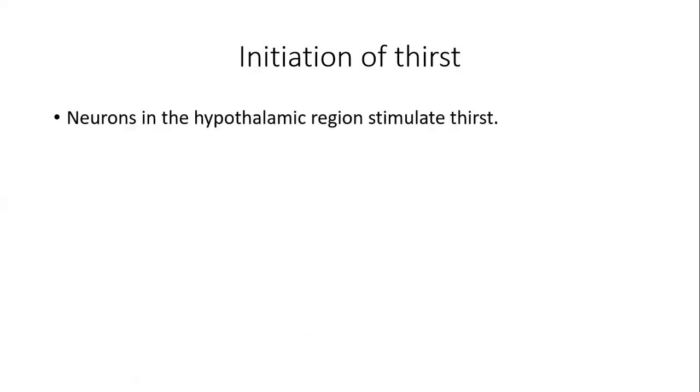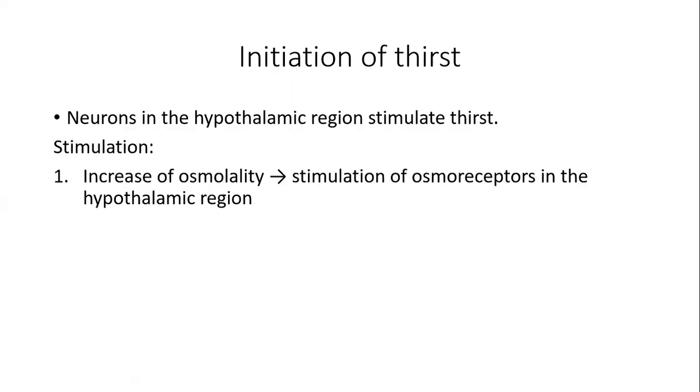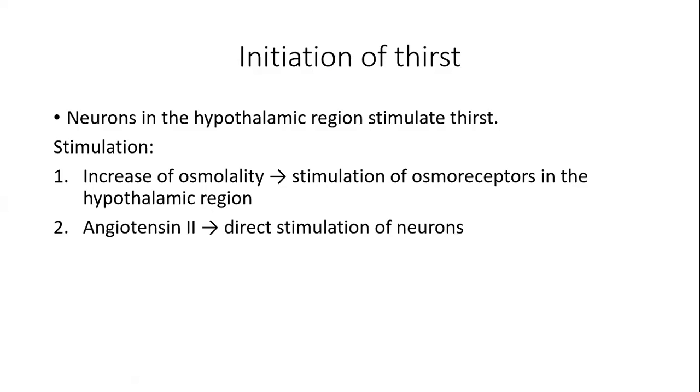So initiation of thirst can be stimulated by two mechanisms. Neurons in hypothalamic regions usually stimulate thirst. Stimulation can be directly due to increase in osmolality. The osmoreceptors will detect it in the hypothalamic region and will cause the initiation of thirst. Or we have angiotensin 2, which can directly stimulate the hypothalamic neurons, causing the thirst.